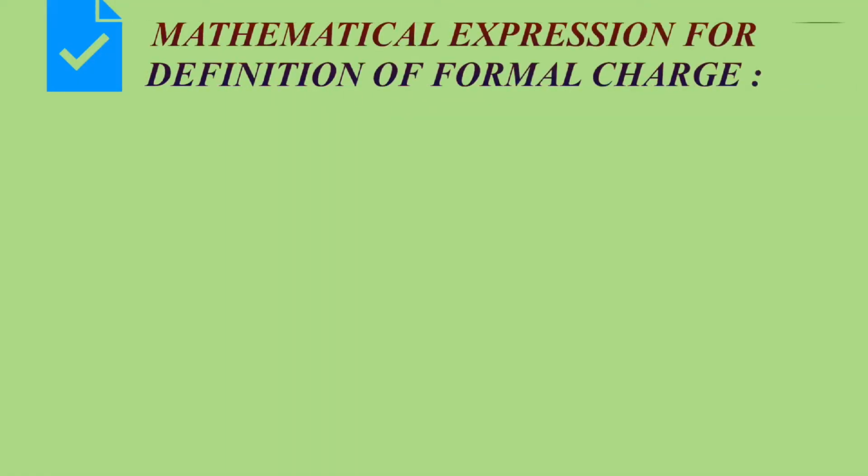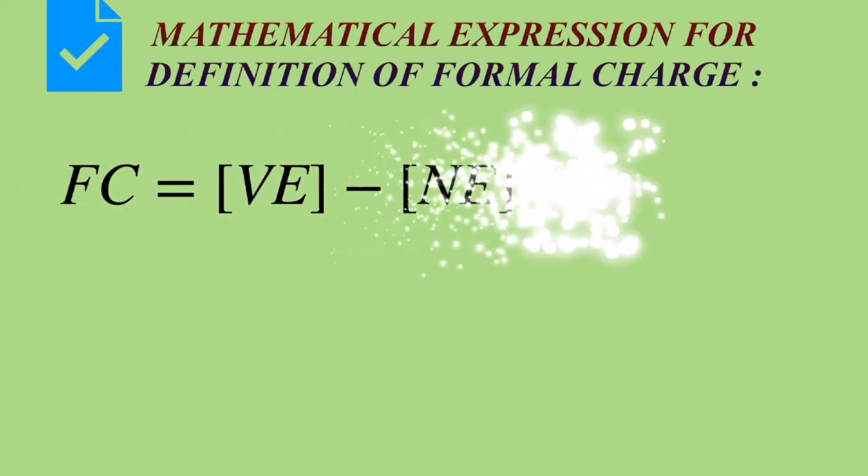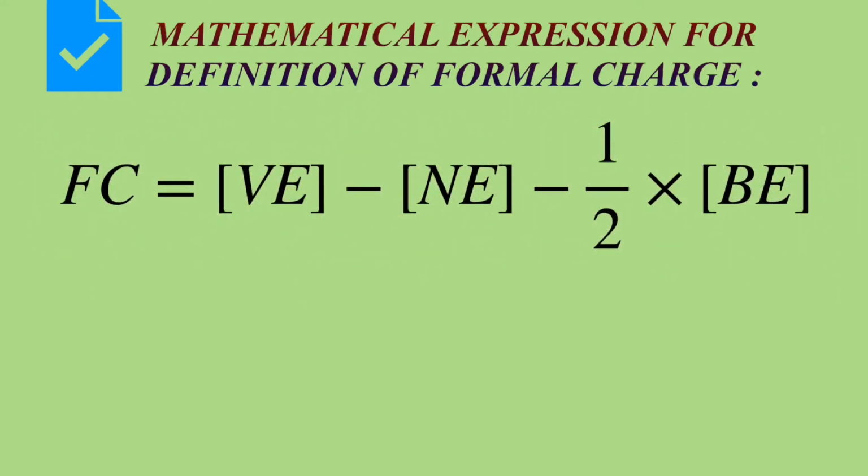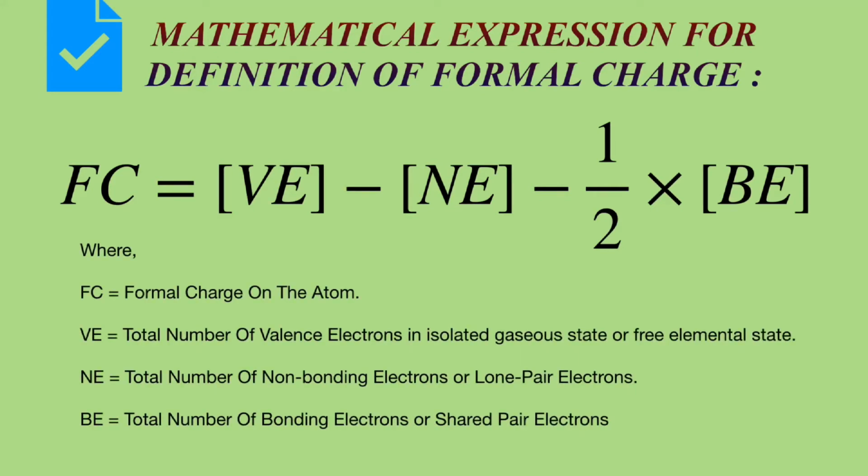Now let us consider the mathematical expression for the formal charge. The formal charge is given by the following formula: FC = Ve - Ne - 1/2 Be, where FC is the formal charge of the atom, Ve equals the total number of valence electrons in an isolated gaseous atom or the free elemental state, Ne equals the total number of non-bonding electrons, that is the lone pair electrons, while Be equals the total number of bonding electrons or the shared pair electrons.